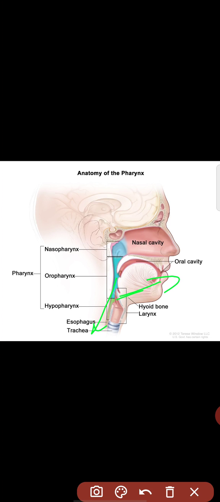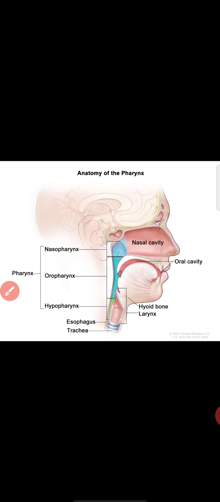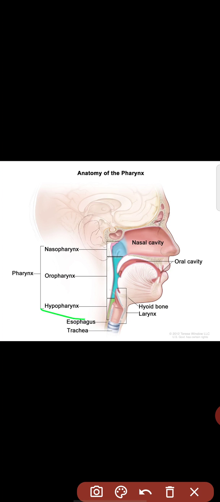Next we are going to discuss the laryngopharynx. Laryngopharynx is the inferior portion. It is also called the hypopharynx. Here it is. It lies inferior to the epiglottis and extends to the location where the common pathway divides into the respiratory and the digestive.